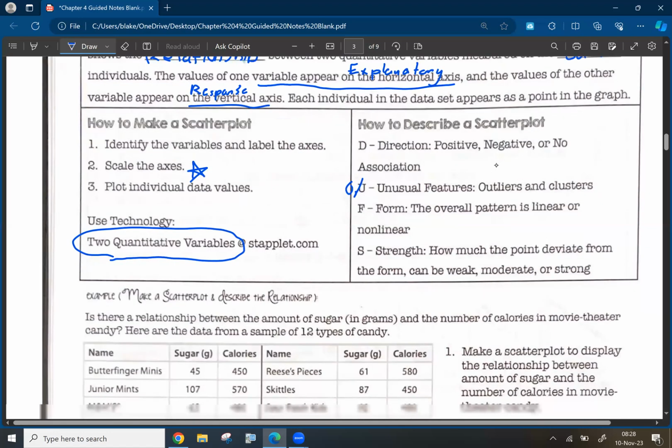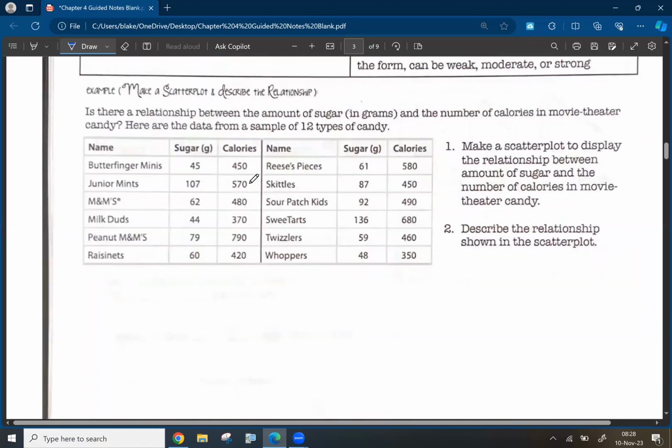So let's make a scatter plot. So here we have some candies from movie theaters. And we're comparing sugar and calories. So these are the two variables, sugar and calories. Now, sugar is our explanatory variable. Calories is our response variable. We're going to use sugar to help us predict the amount of calories. So let's get into it.